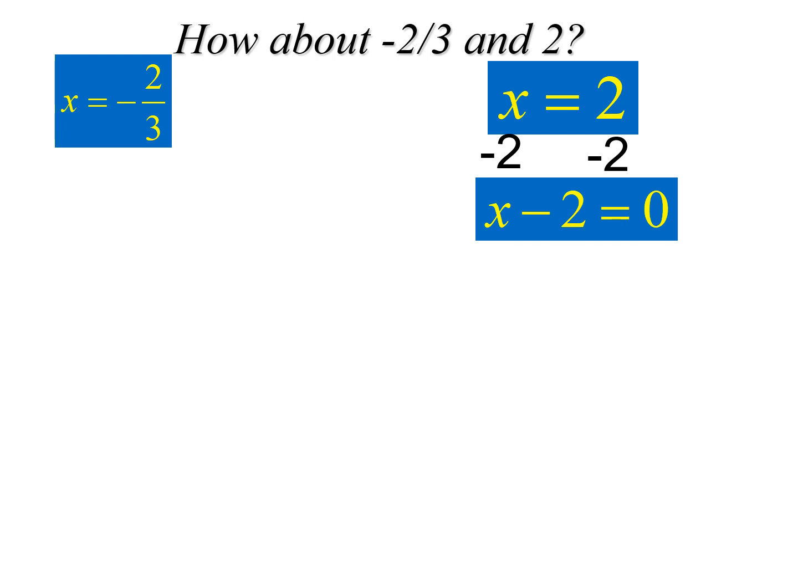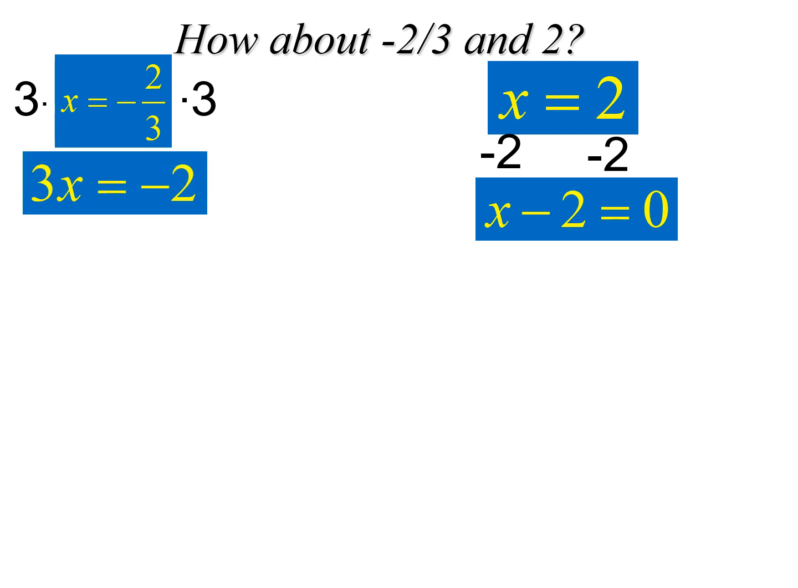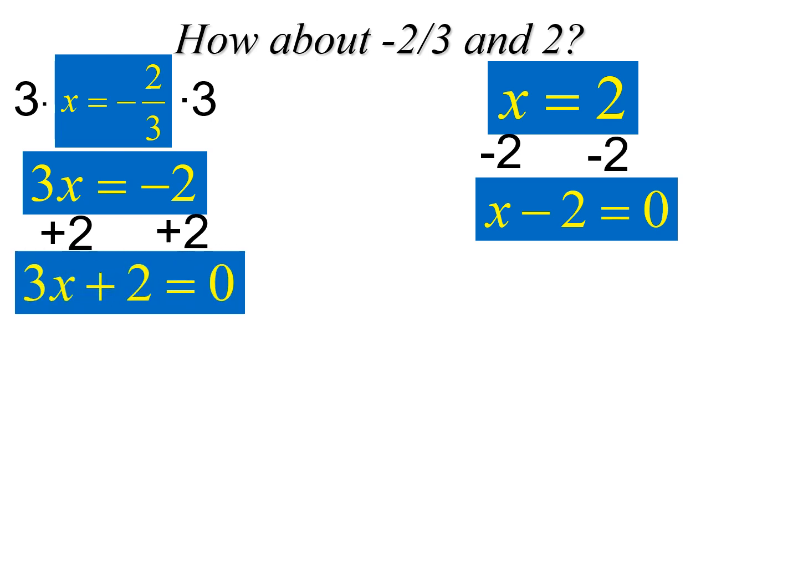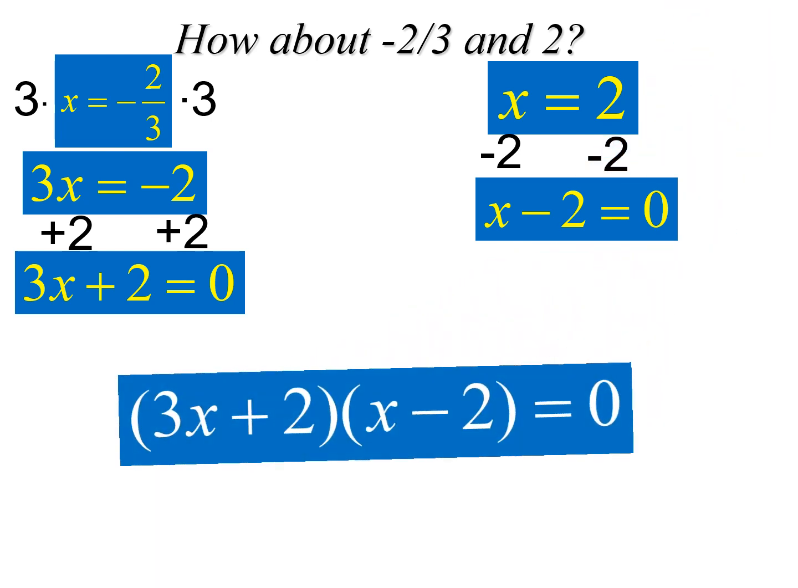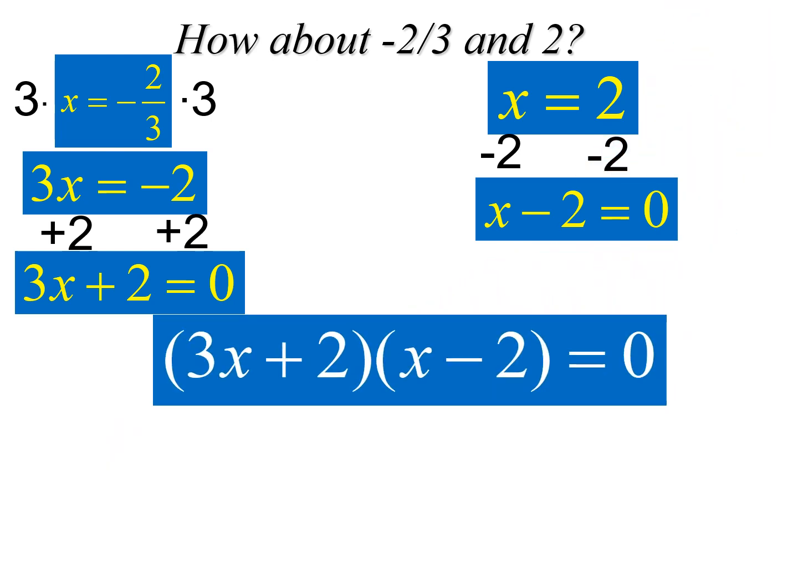Let's take a look at this: x equals negative 2/3. We're tempted to add 2/3 to both sides, but that's not what we're going to do. We're going to do this in 2 steps. We're going to multiply each side by 3, and 3x is equal to negative 2. We're going to add 2 to each side, and we get 3x plus 2 is equal to 0. Now we have our factors.